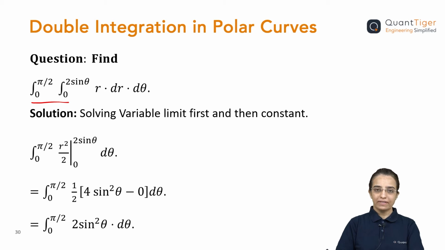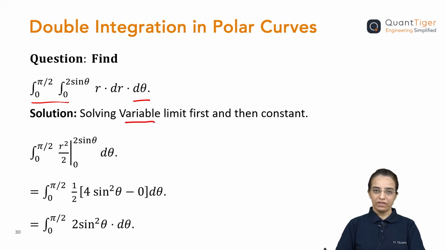Whenever you get this kind of question, how will you understand it is for polar curves? The limits will be given in the form of theta and r. So r will always be a variable limit, and theta is a constant limit, so that you can easily identify that. Then once you identify that, we will start solving it.